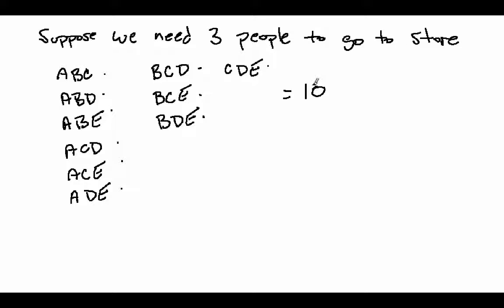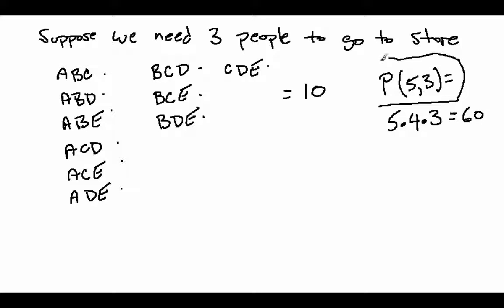Okay? Now I just want you to think about if we were to just do P of 5 comma 3, that's going to equal what? P of 5 comma 3 says, well, they're going to be 5 times 4 times 3, right? I can pick 5 people for the first one, 4 people for the second one, 3 for the third. So that's equal to 60. So if I were to look at the permutations, I would get 60 of them.